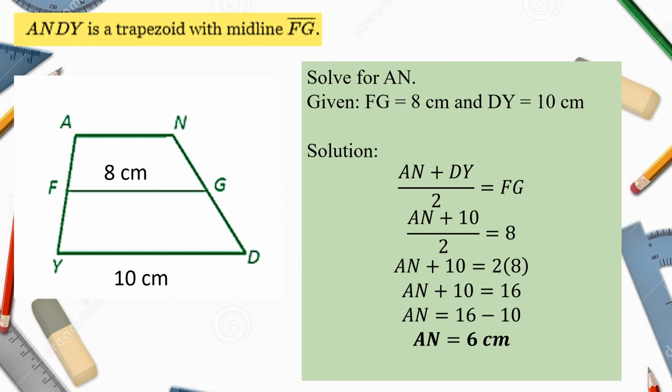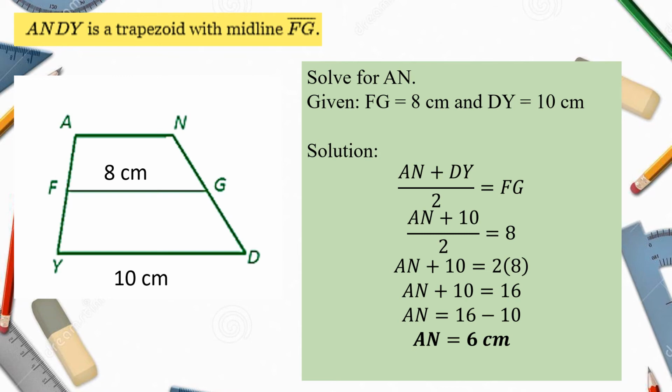In solving this, para ma-eliminate natin yung 2 sa denominator, we will multiply it to 8. So, parang dinala natin siya dun sa taas. So, we have AN plus 10 equals 2 times 8. So, we have AN plus 10 is equal to 16. Therefore, AN is equal to 16 minus 10. Therefore, AN is equal to 6 cm.